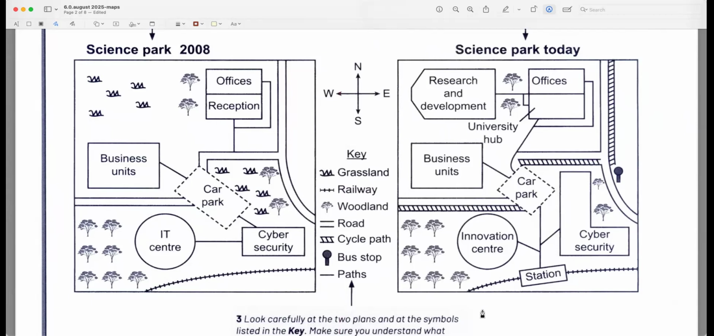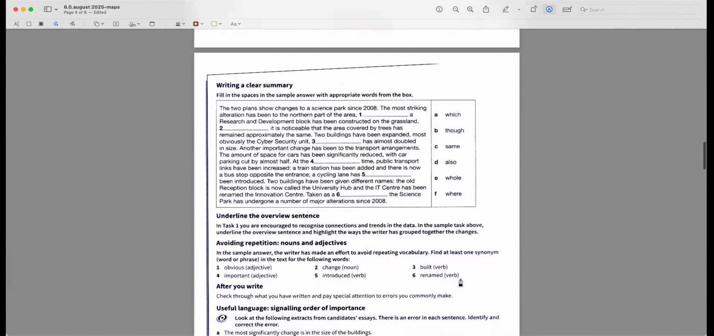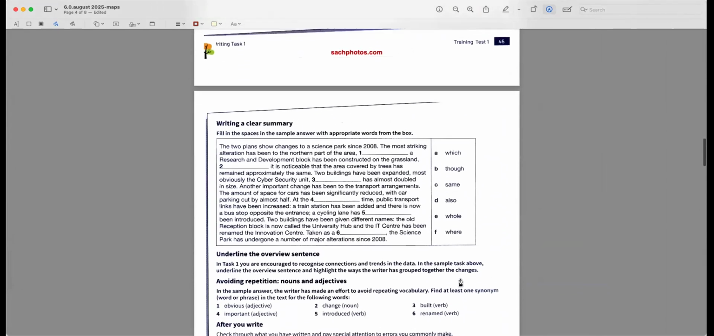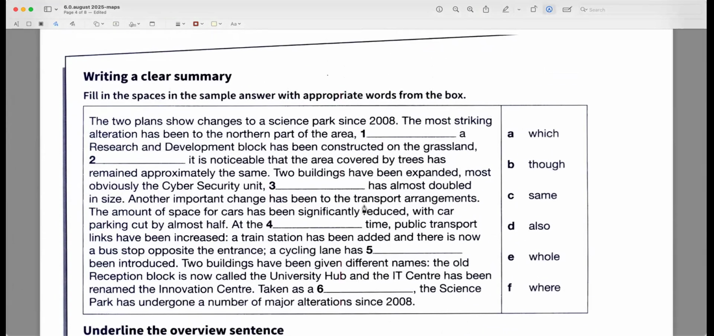Okay, next one. Now let's move on to the next page. 46. Here, writing a clear summary. Now we have a sample to describe those two maps. And now you have to try to fill in the gaps with A, B, C, D, E, F. Ngọc, you will do number 1 to number 3. And then Mia, you will do from number 4 to number 6. Okay, 2 minutes for you.